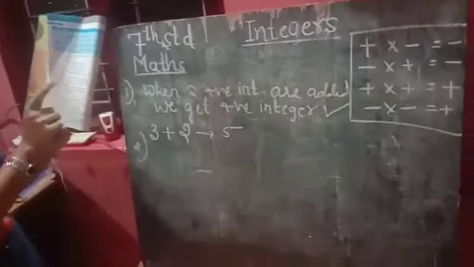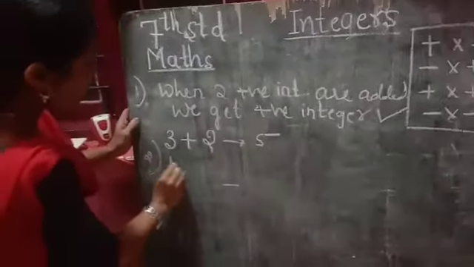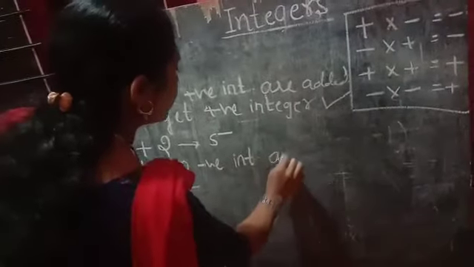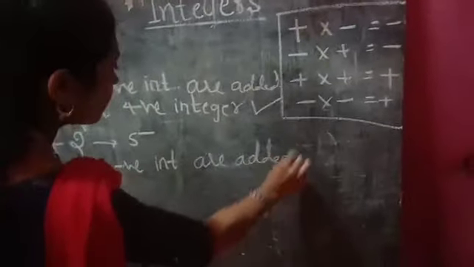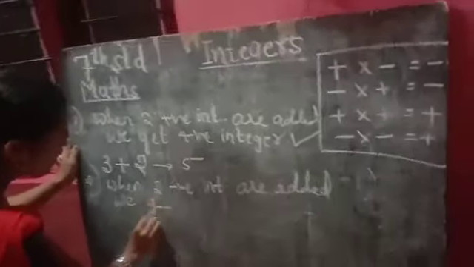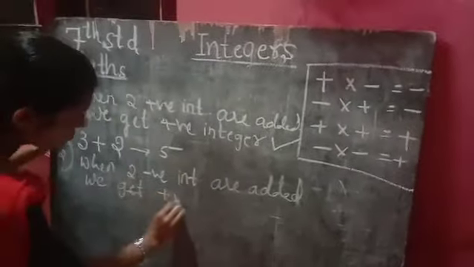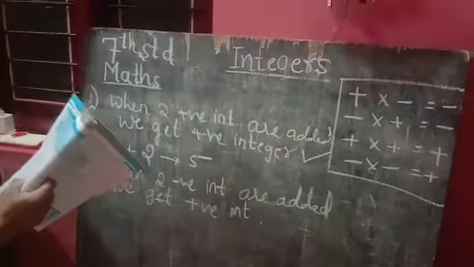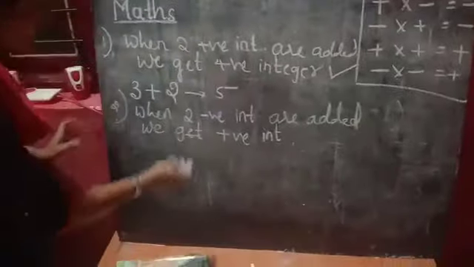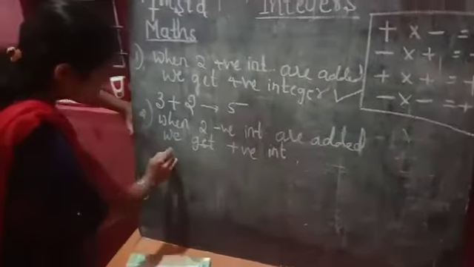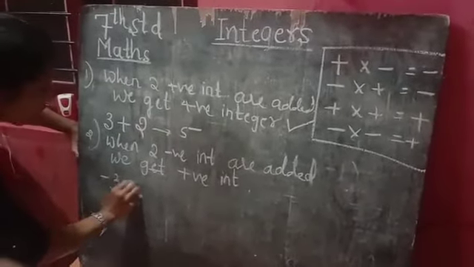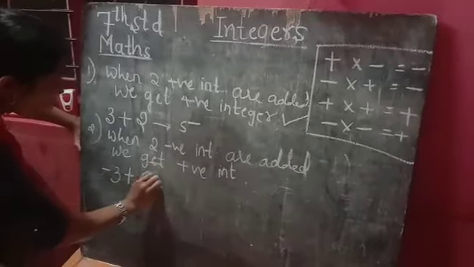Now, the second statement: when two negative integers are added, we get a positive integer. Is this statement true? Let us take one small example, but with negative integers: minus 3 added to minus 2.